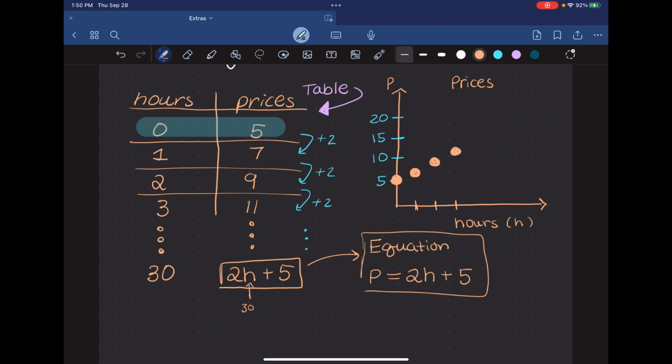And so then I get this line of points, right? And so this is going to be my graph. And notice that each of these points, like if I key in on this point, I have my input, or my hours, is 3, and my price is going to be 11. So these are my hours. This is my price.